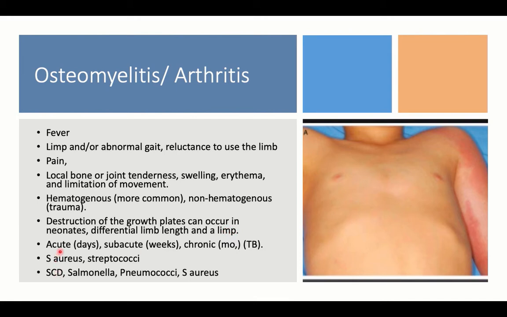The onset can be acute within days, can be subacute, or can be chronic within months in case of tuberculosis. Most common organisms implicated in osteomyelitis and arthritis are Staph aureus and streptococci. In sickle cell disease, osteomyelitis is usually related to salmonella infection, pneumococci, and finally Staph aureus.